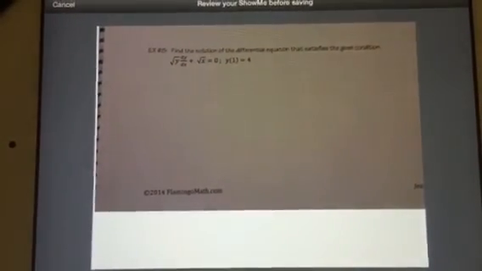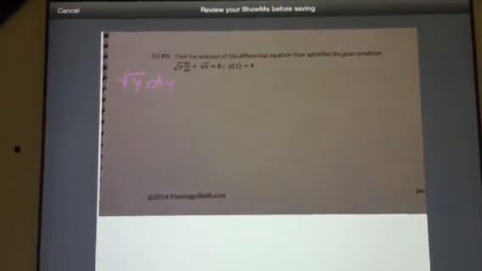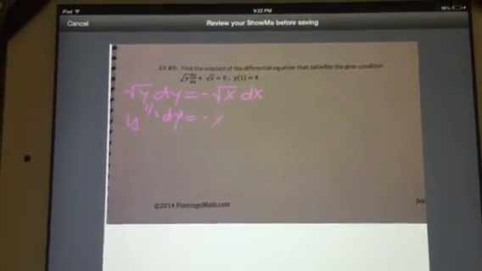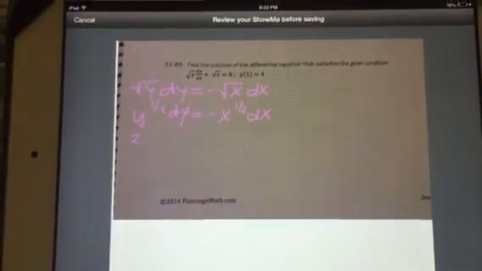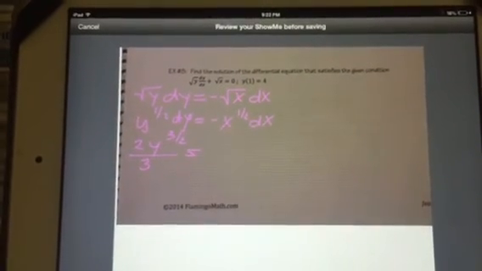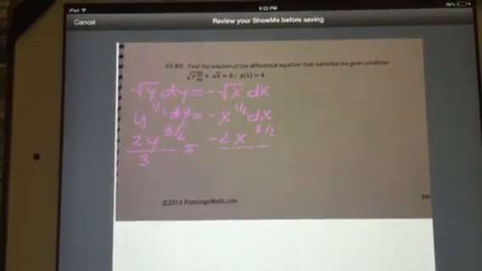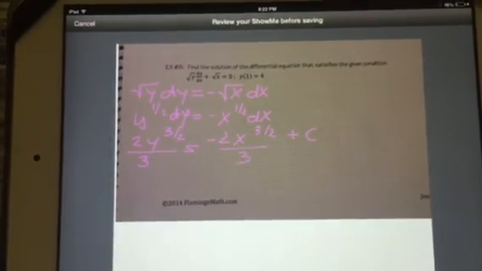And for our last example, send over the square root of x along with the dx. So square root of y dy equals negative square root of x dx. Y to the half dy equals negative x to the half dx. Integrate it. This would give us y to the 3 over 2 times 2/3 equal to negative 2x to the 3 halves over 3 plus c.